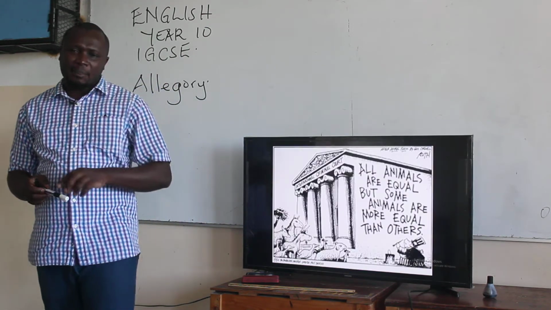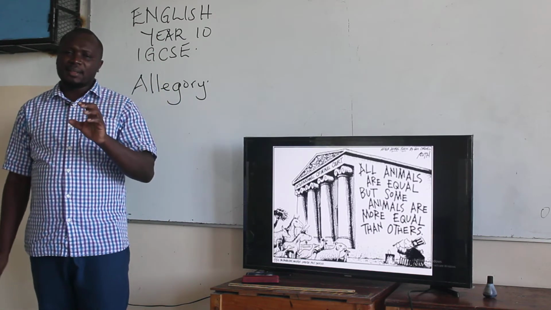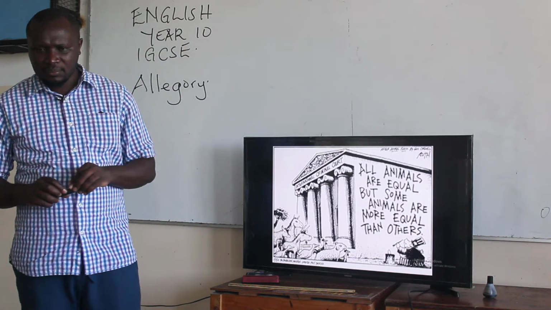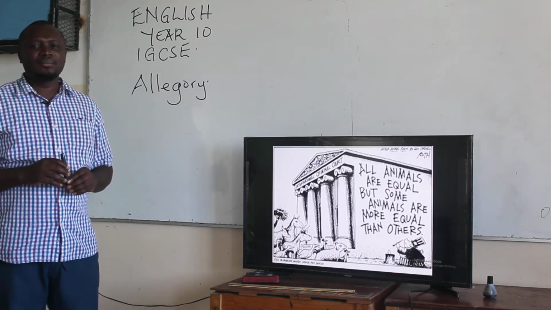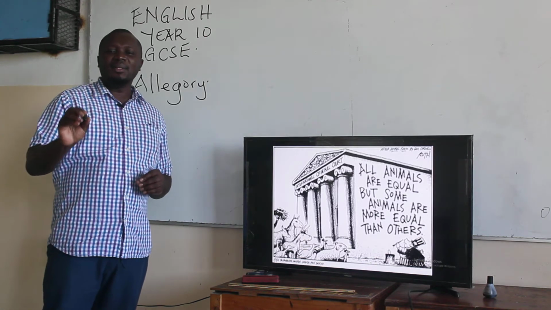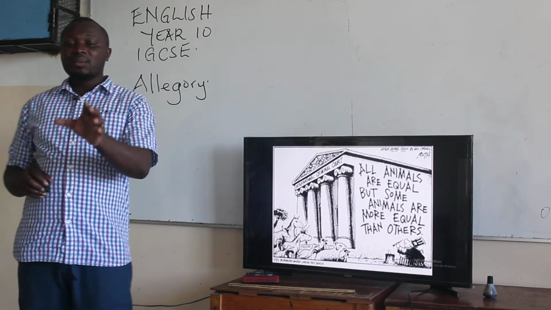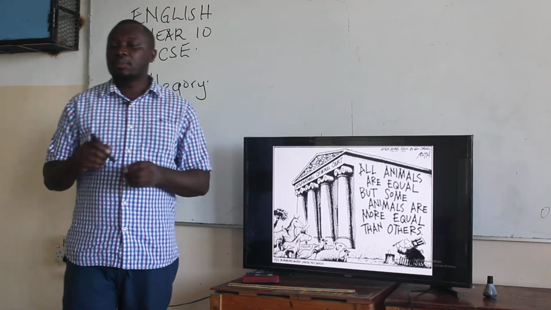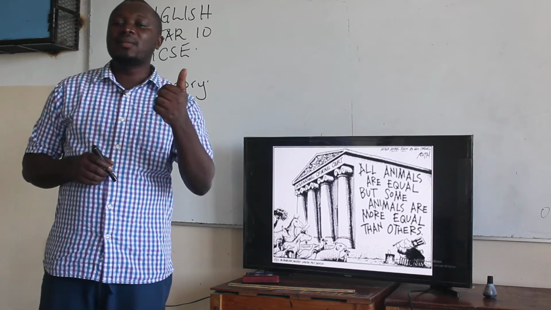Let's look at a different picture. Look at that picture. There's a building. It's called the International Criminal Court. On the same building, we have writings on the wall. They say all animals are equal, but some animals are more equal than others. When you look outside, we see several animals outside the courts. So it simply means probably the justice system favors some people more than others.